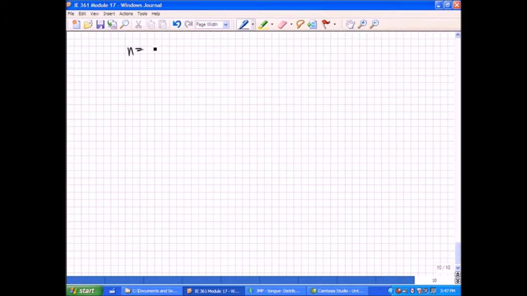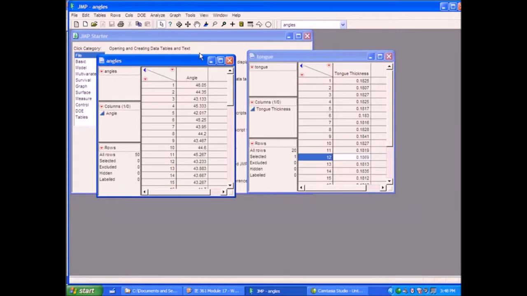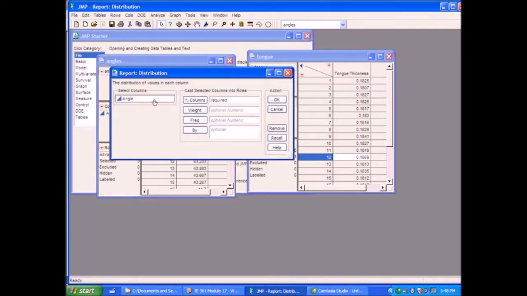And in that example data set in the textbook, there are 50 angles, 50 parts involved, and here is what those data look like. So I've got another data set here in JMP. I've entered the 50 values into a data sheet, and let's analyze distribution.